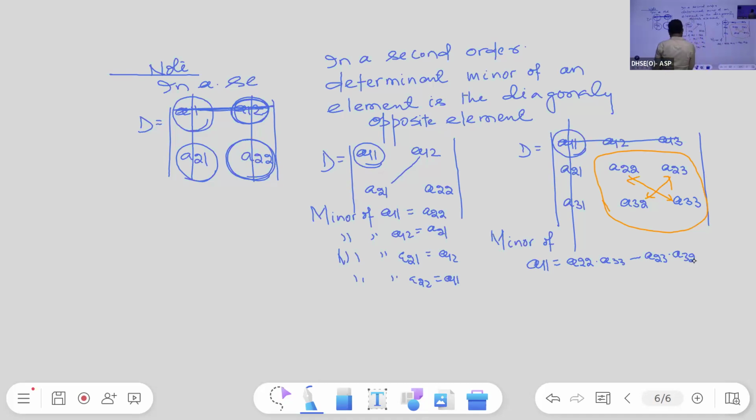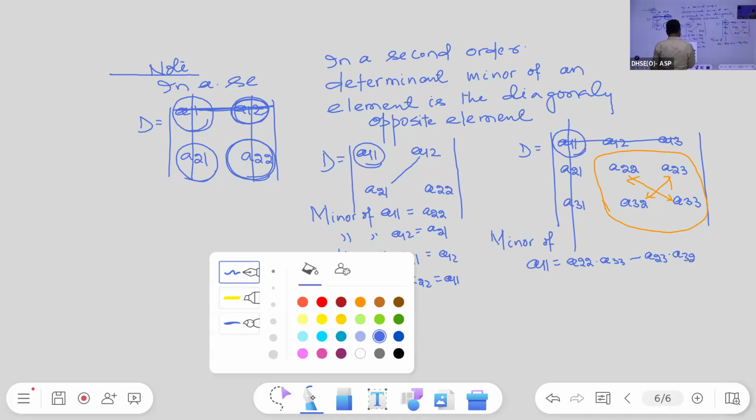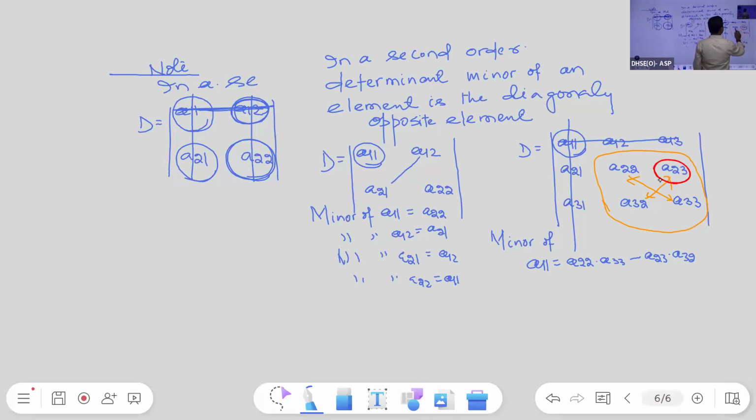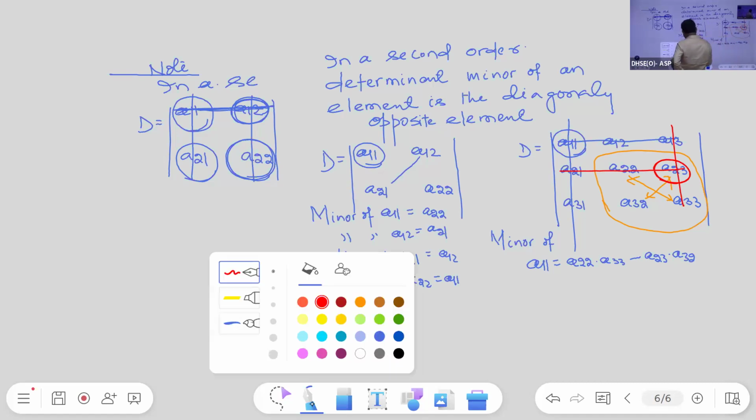If you want to find the minor of A23, A23 is present at the intersection of second row and third column. To find the minor of A23, we have to delete the elements present in the second row, these elements, and the third column elements. After deleting these elements, what is left over? A second order determinant is left over, this determinant.